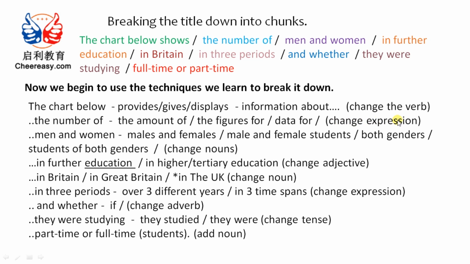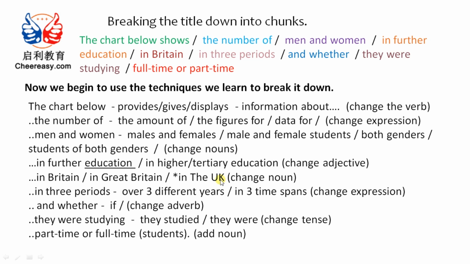So we're changing the expression by use of paraphrase. Men and women, males and females, male and female students, both genders, students of both genders. So we're changing the nouns here. In further education, again, education we're not going to bother changing because we don't really need to. In higher or tertiary education, we're changing the adjective, higher, tertiary. In Britain, we could say in Great Britain, we could say in the UK.